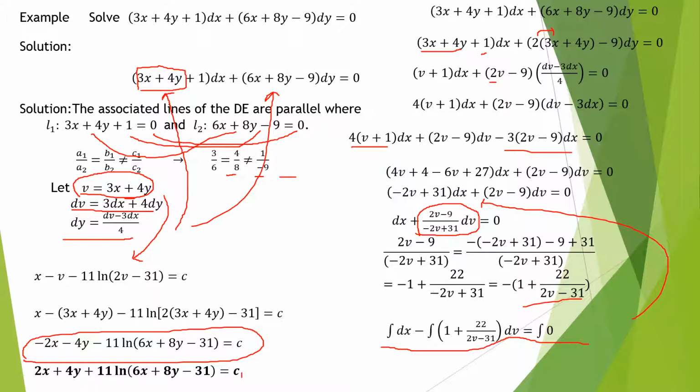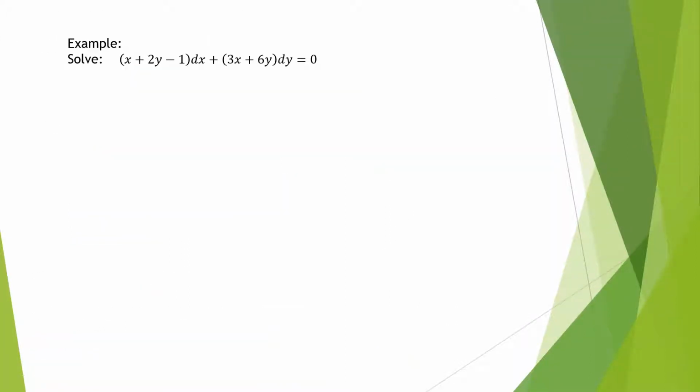Let's call that C1, where our negative C is just equal to C1. Because this is already negative C, which is another arbitrary constant, they are still the same arbitrary constant. Alright, next is another example.